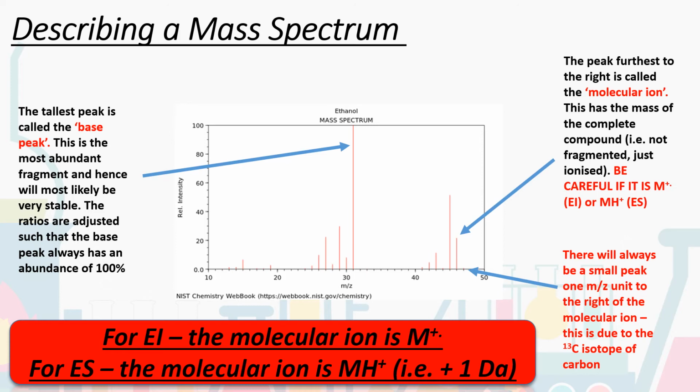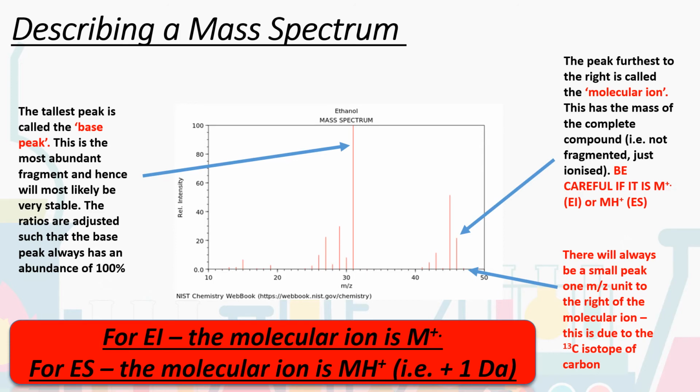And the final thing to say is that there will always be a small peak, 1 m/z unit, to the right of the molecular ion. The reason we see this is because of the carbon-13 isotope of carbon. A very, very small amount of carbon is actually carbon-13 rather than carbon-12. Even on this mass spectrum of the ethanol, you can barely see a peak there, but there is one, 1 m/z unit next to the molecular ion.